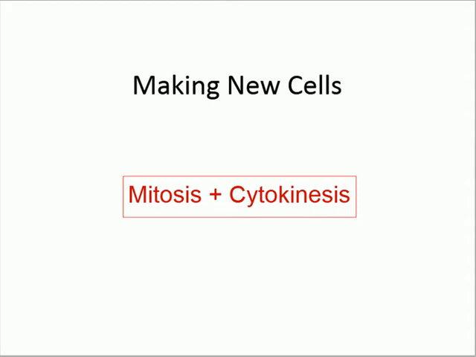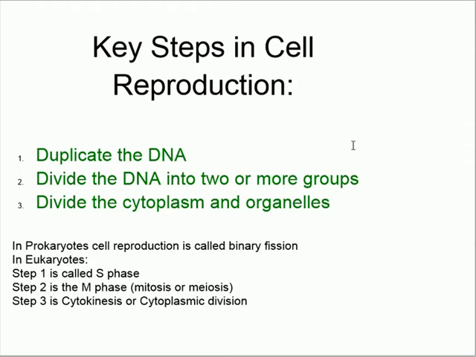All right, what I want to do now is look at how cells reproduce, and we're going to look at a process called mitosis, and along with that, what is called cytokinesis. These are two fundamental processes of cell reproduction in eukaryotic cells. Well, we're going to step back a second and think about what cells have to do to reproduce.